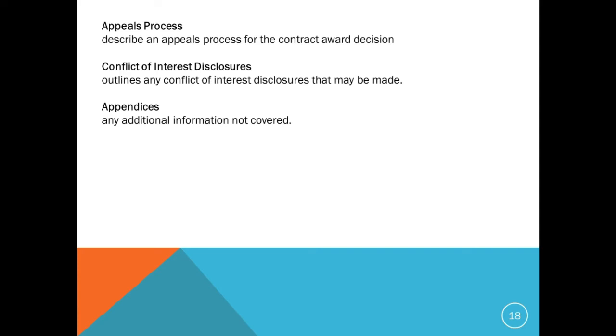Then the appeal process is also considered an important component of the RFP. This section describes the appeal process for the contract award decision. So if an organization submits a proposal and the proposal is not awarded, then they have the right to ask where they lacked, and why the proposal was not selected.